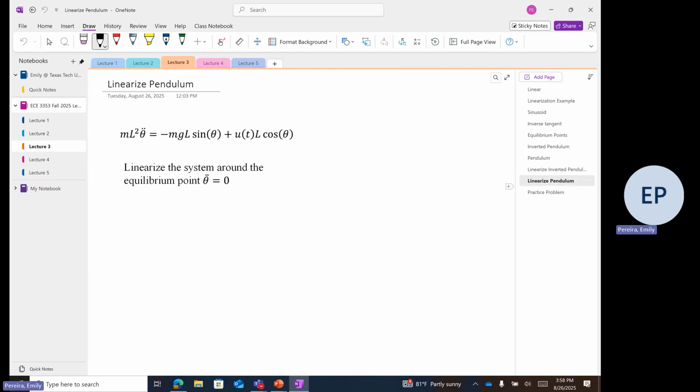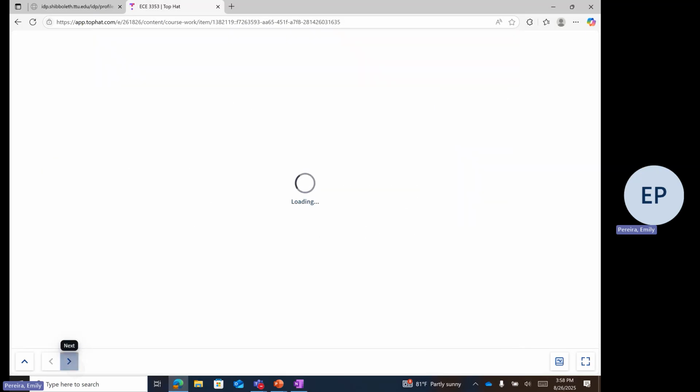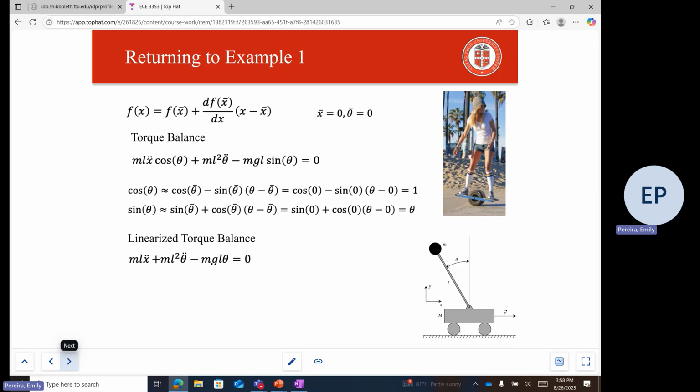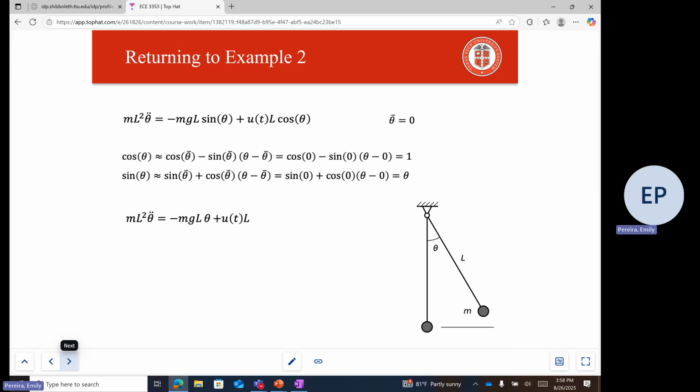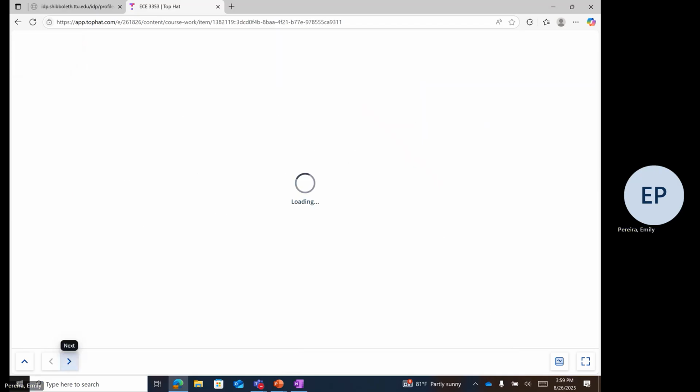Okay, so we can do the same thing for our pendulum, and I'm going to go ahead and skip that because it's here in the slides. So if you linearize around this point, then you'll see something very similar where we linearize cosine, we linearize sine, and we get this equation at the end of the day.